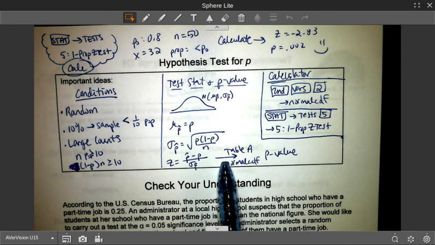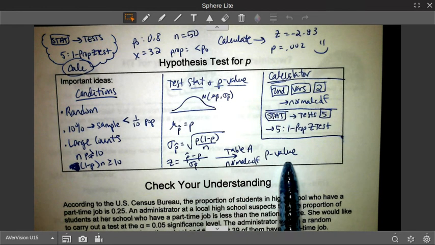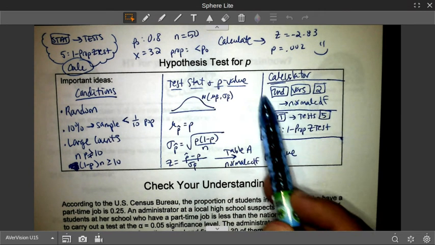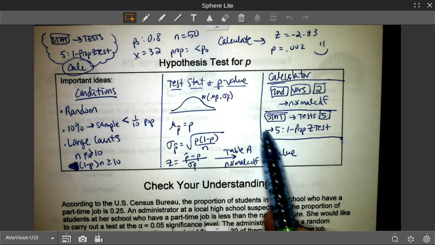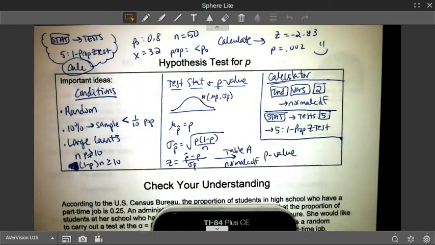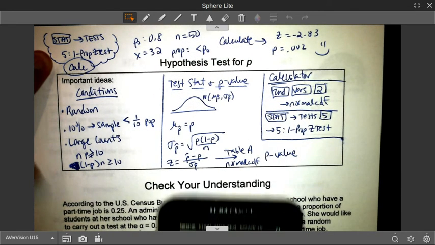You can either use table A or your normal CDF to find the p-value. Another way we can do this, so I even wrote down your normal CDF right here. Another way we can do this is going to our calculator and doing a 1-prop z-test. So I've written this down up on the top here.